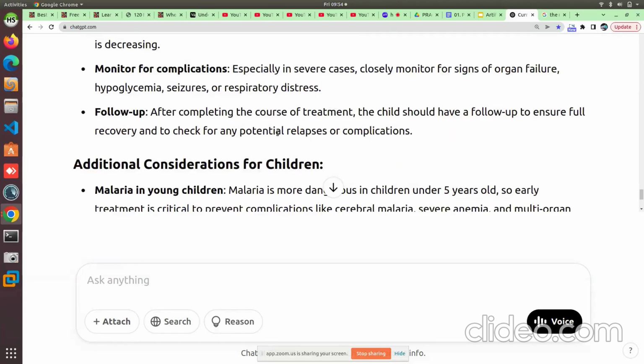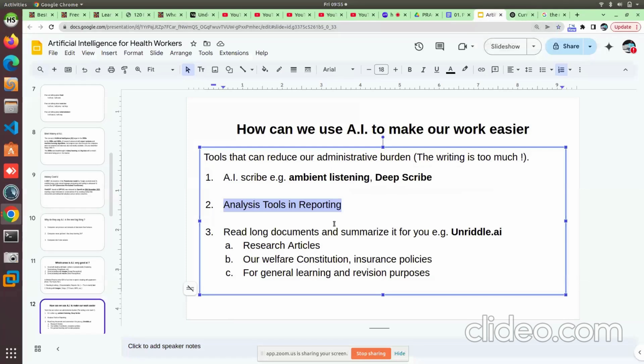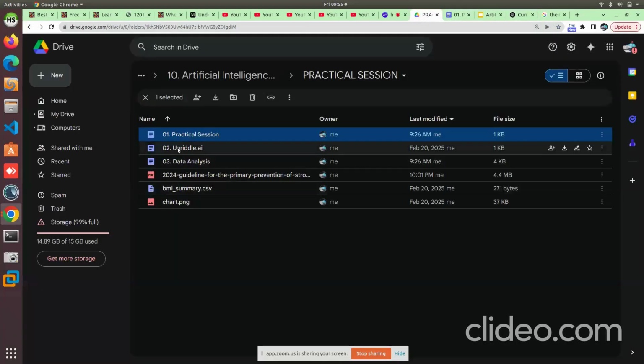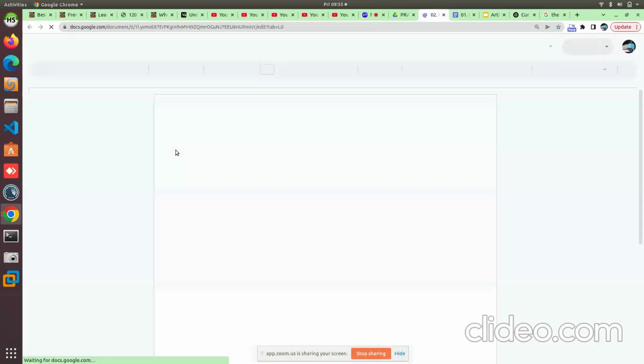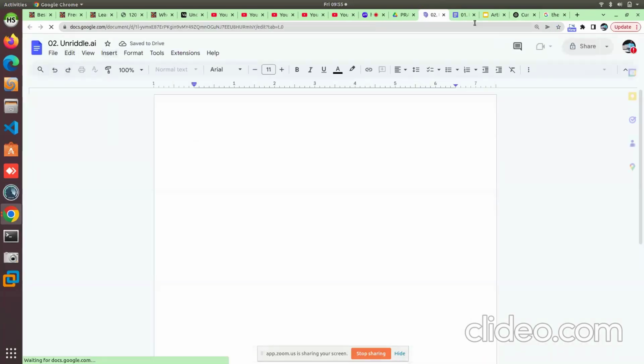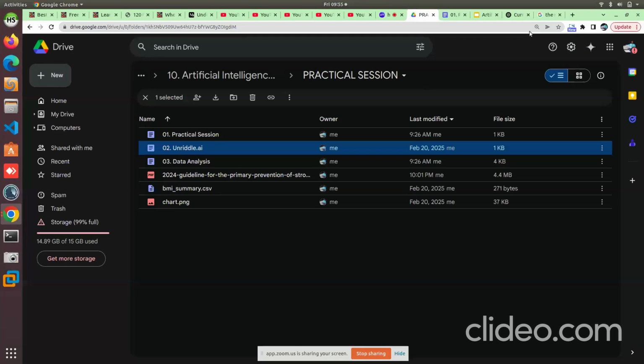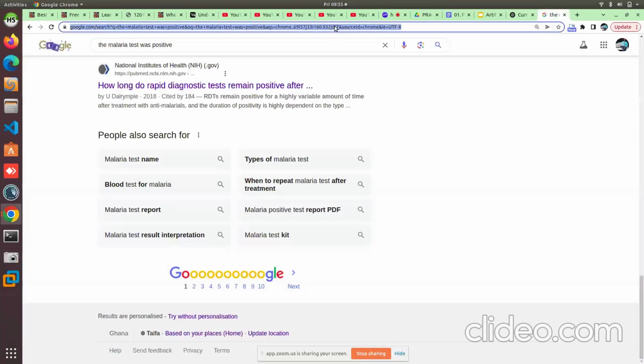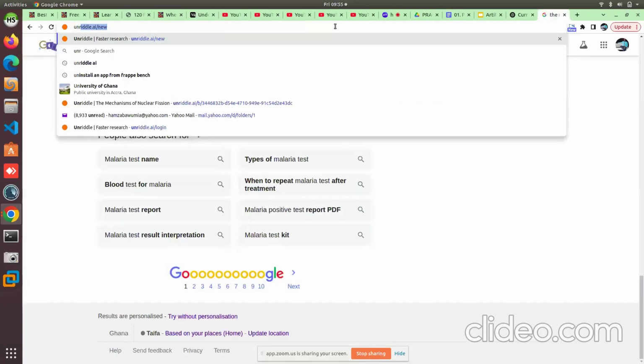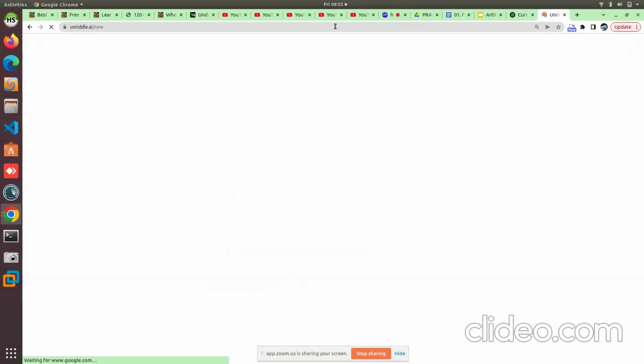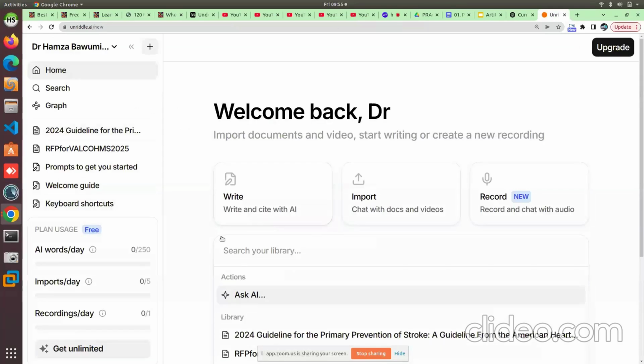So these things are there. We've seen it here anyway. So this is the first example I've given you. Let me look at the other examples. So there's also another. Okay, so we look at Unriddle AI. There's also another website you can go to, which is Unriddle.ai.